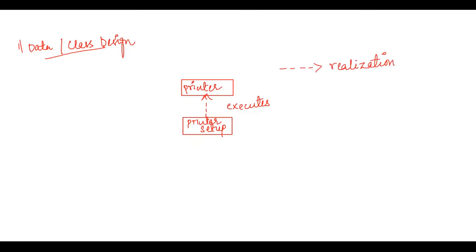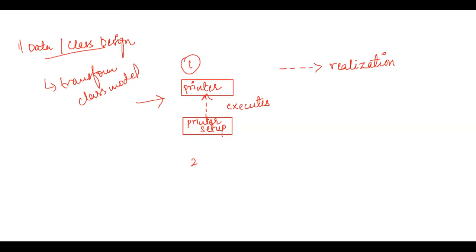Within this, you have a printer class and a printer setup. If you have a printer but you have not done the setup of the printer, then the printer is not useful. So the printer setup executes the printer. This is how the data and class design transforms the analysis class model into class realization. This is the first step.